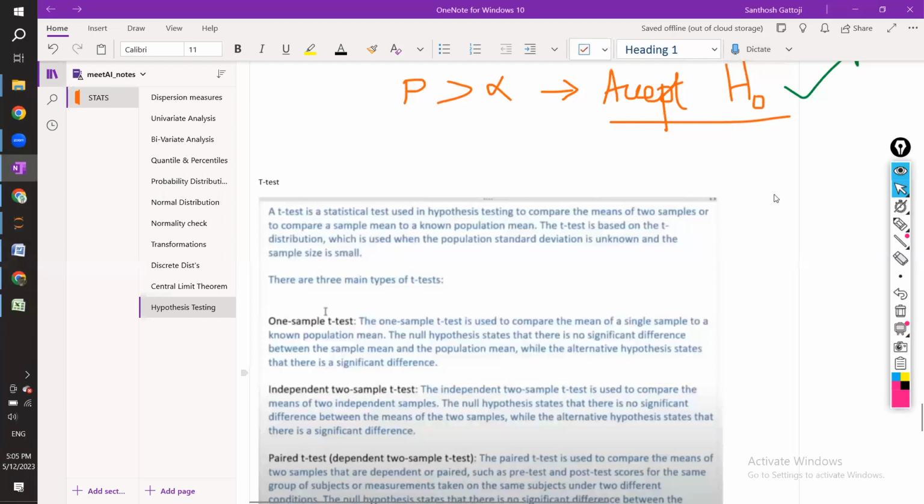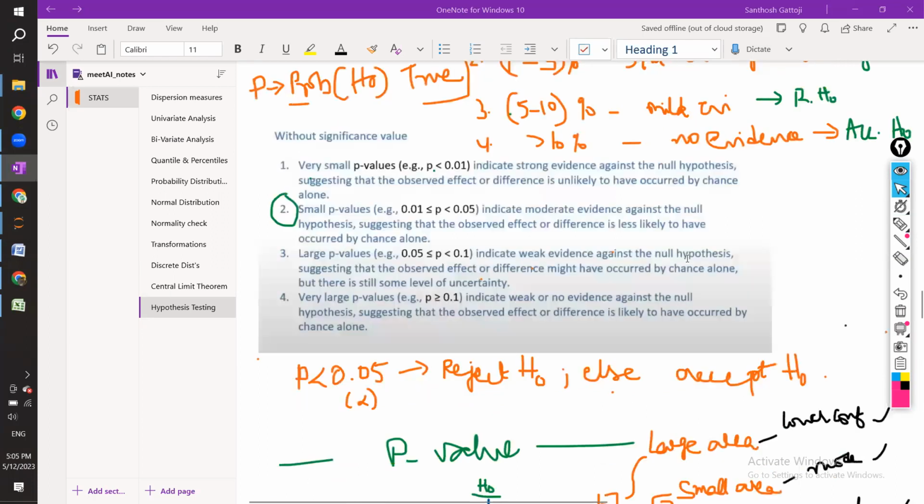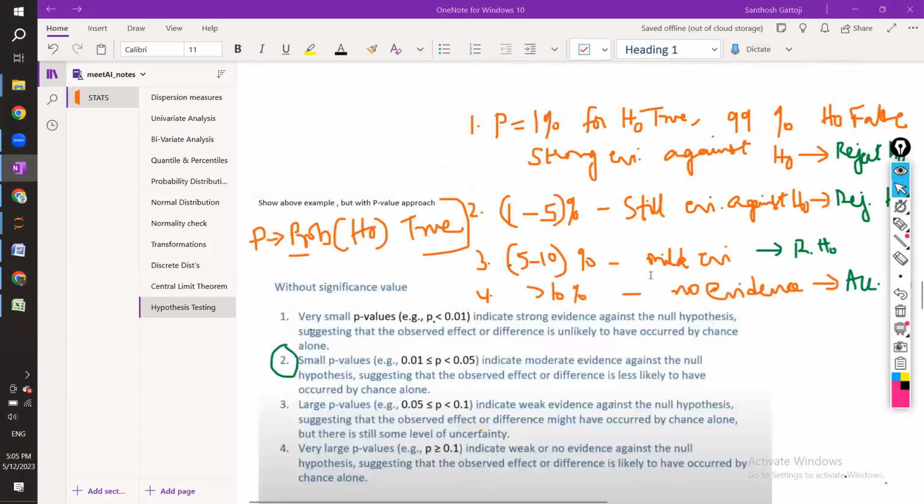Fine, let's start. So in the last class, we have seen something called the p-value. Agree? So what is p-value? P-value is nothing but a probability for the null hypothesis to be true.